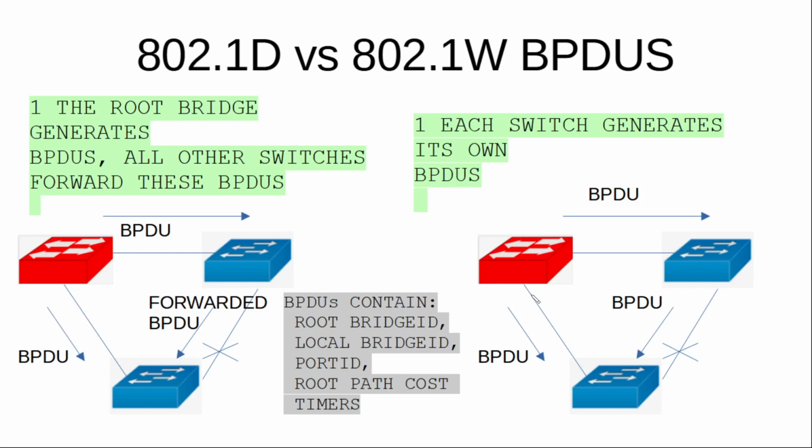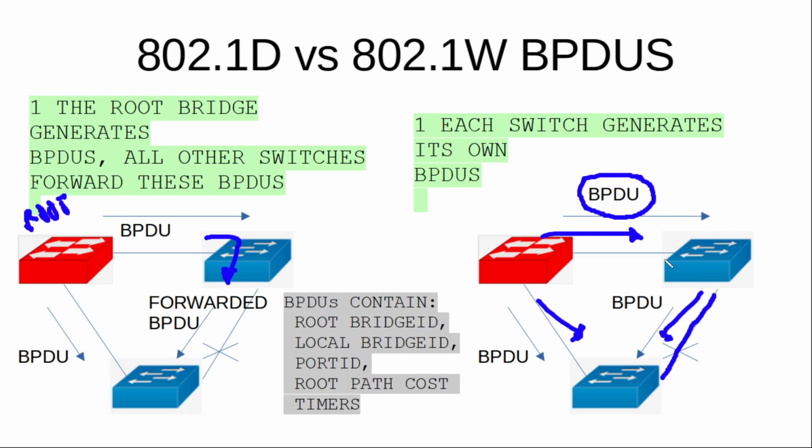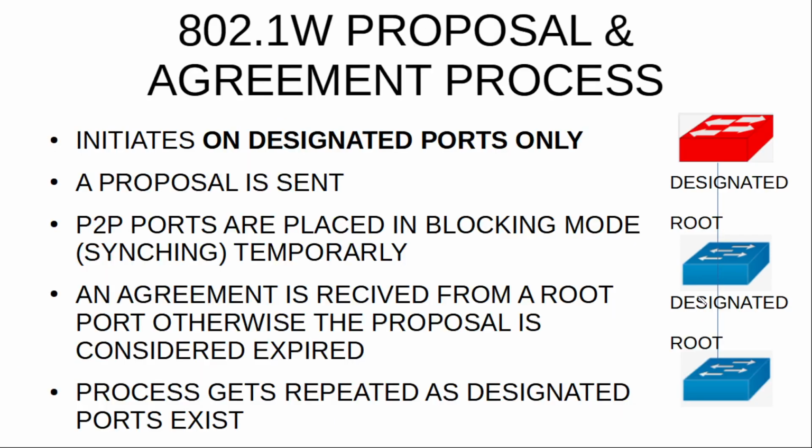Now, when it comes to BPDUs, there are also differences. The original spanning tree will have the root bridge generate the BPDUs, and the BPDUs are forwarded by other non-root bridges. Whereas with rapid spanning tree, each switch is going to generate its own BPDUs. So the BPDUs become keepalives that let one switch know the status of the connection link and the adjacent switch. Now, rapid spanning tree has a process that is known as the proposal and agreement process.